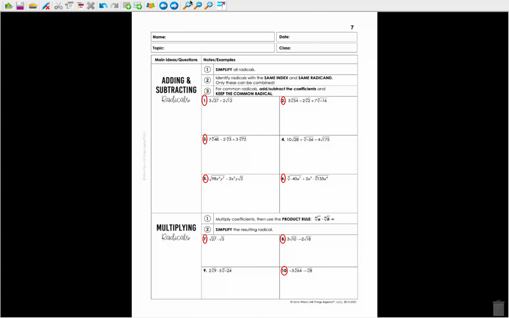Okay, in this lesson, we will be adding and subtracting radicals and then multiplying radicals. And this will include multiplying by distributing and using FOIL or the box method for binomials.